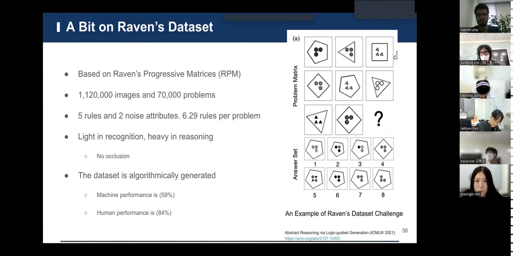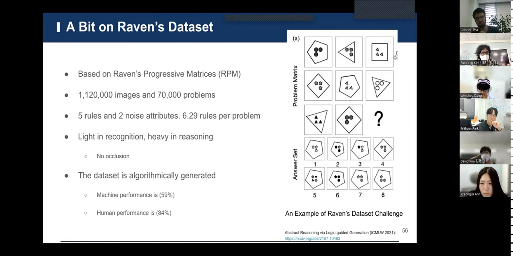And one big difference with the ARC problem is that there is no occlusion here. And the interesting thing is that since these problems are algorithmically generated, it's possible for a machine to do something. Like, for example, in the ARC problem, the best solution can reach only like 20% accuracy. However, right now the machine performance is like 59%. So yes, it's very hard, but it's probably not as hard as the ARC dataset itself. However, the human performance is 84%, so there is still a gap between the machine performance and the human performance.